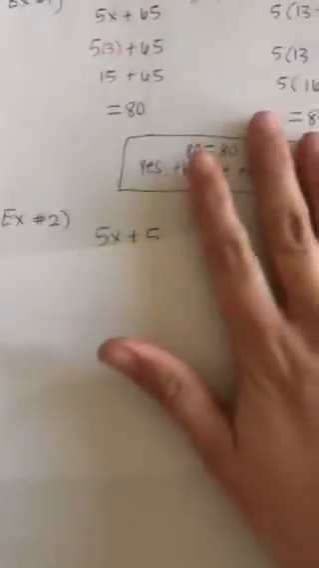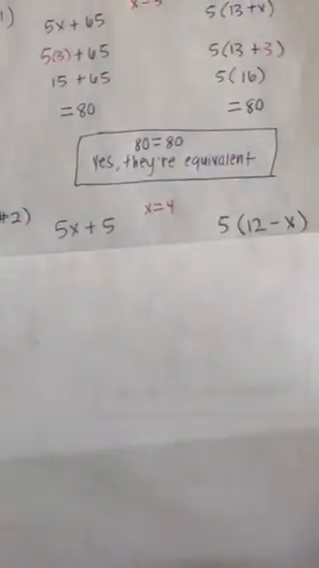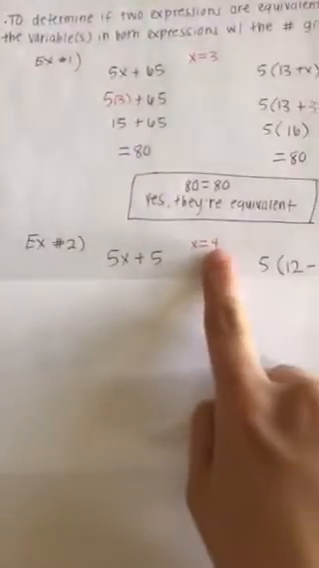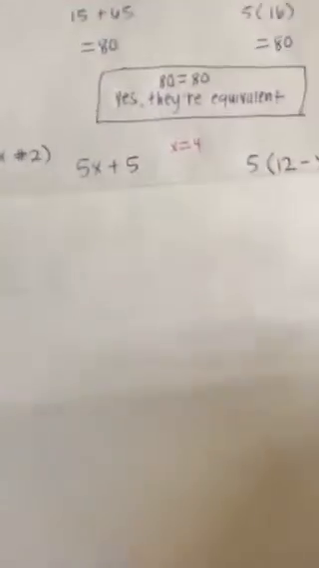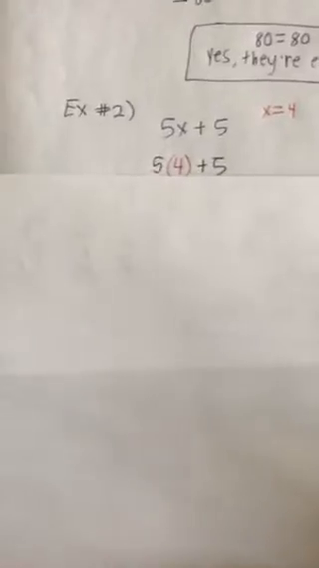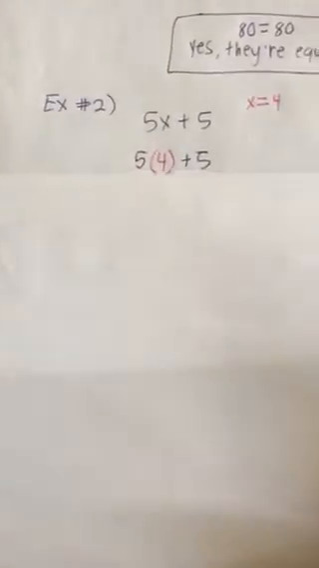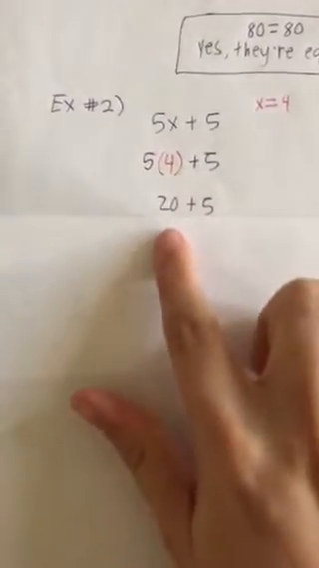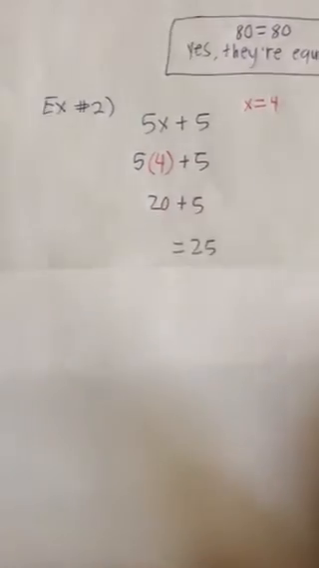Let's try another one. 5x plus 5. 5 times 12 minus x. We're going to replace the x with a 4 because I gave you the value of x. So let's do this side first. 5 times 4 plus 5. 5 times 4 is 20, plus 5 is 25.